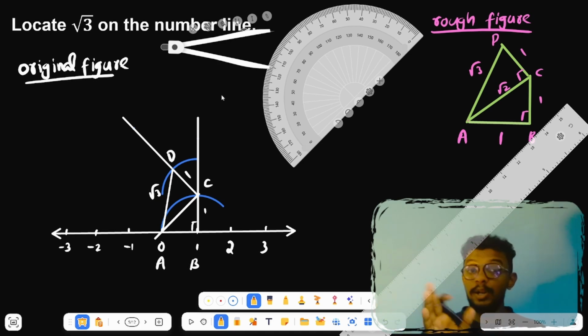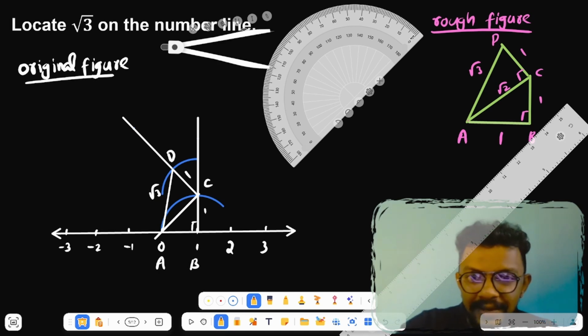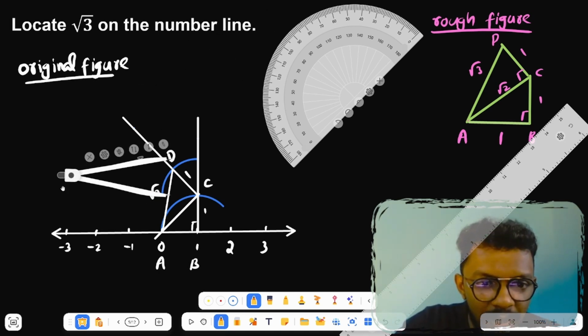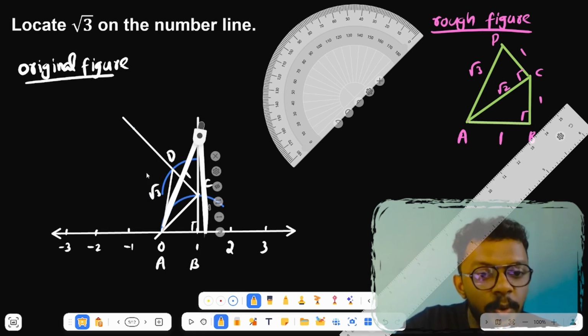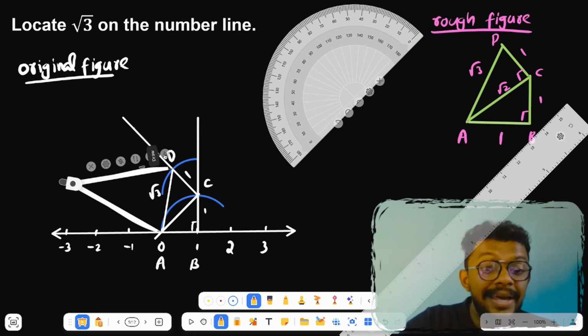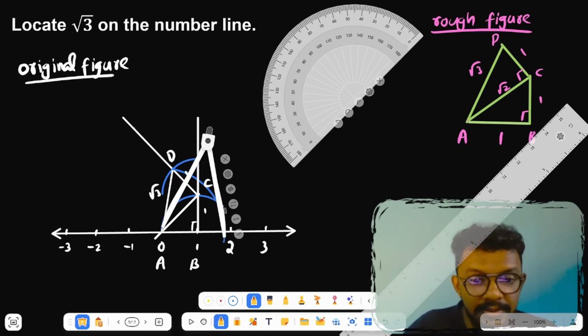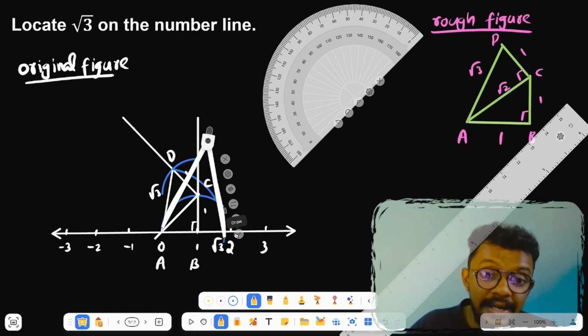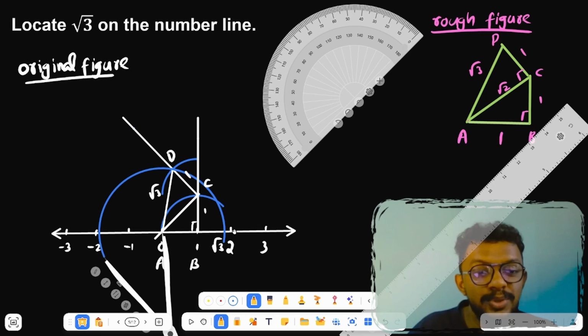But I have to represent root 3 on the number line. So what I will do once again is take my compass and take that root 3 unit on it. So OD is root 3. Okay, I got root 3 units on the compass. If I draw to the right, this new point is root 3 units. My aim is done.